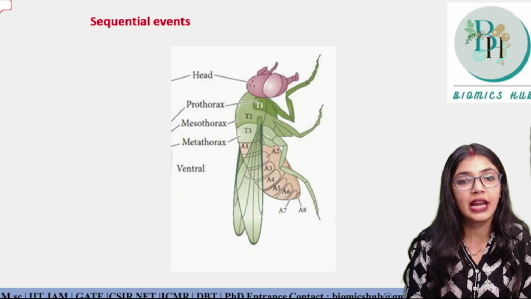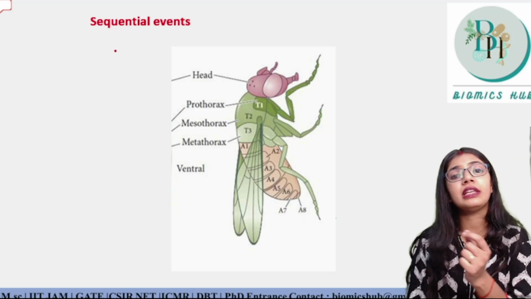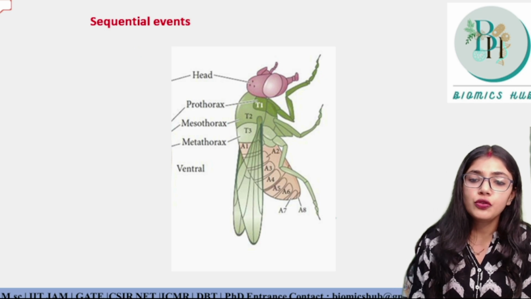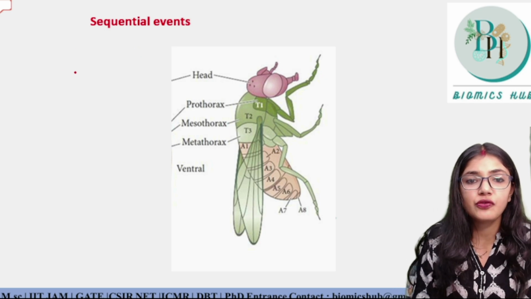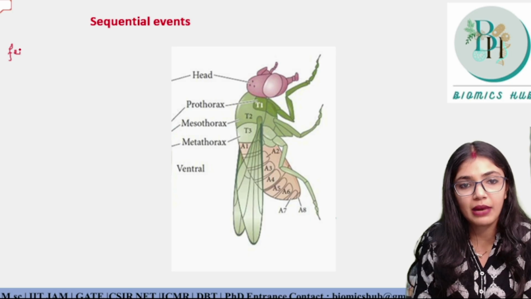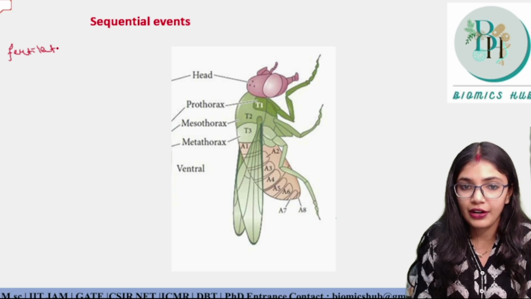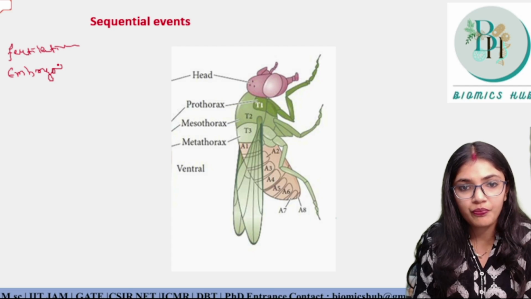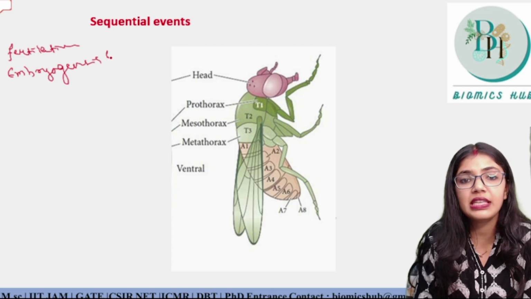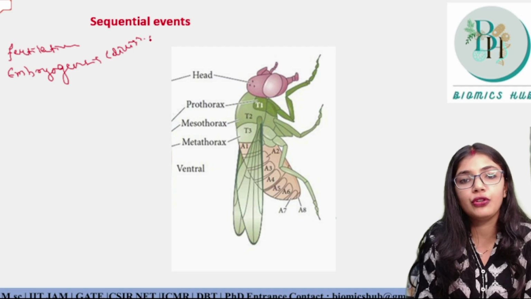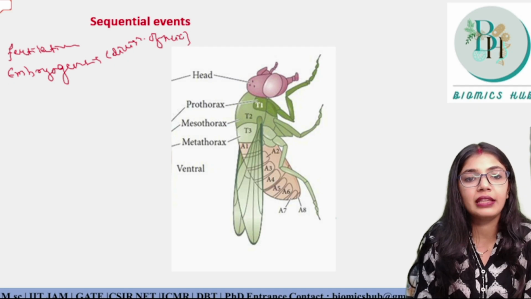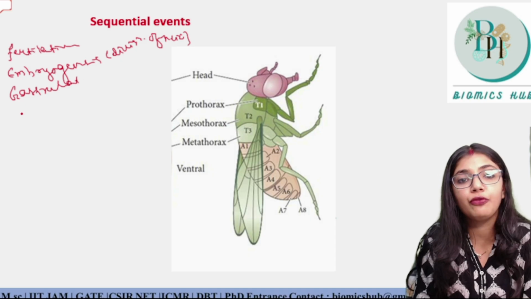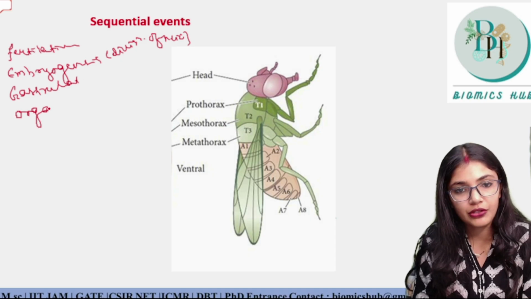Now let us understand the sequential events for the formation of this Drosophila. At first there is fertilization. Next is embryogenesis. What do we mean by embryogenesis? That means division of nuclei. The third is gastrulation. The fourth is organ formation.